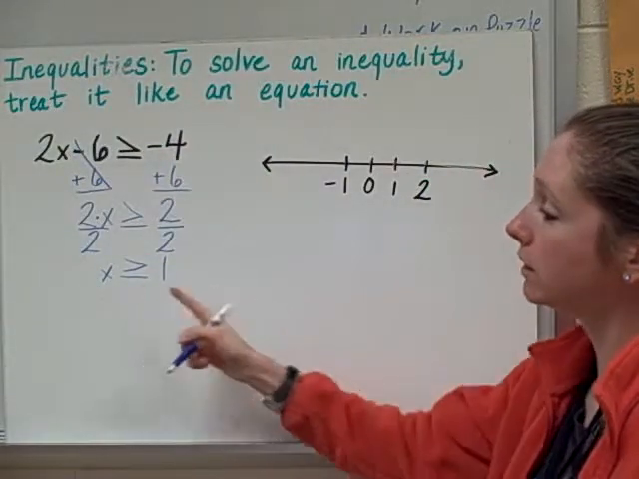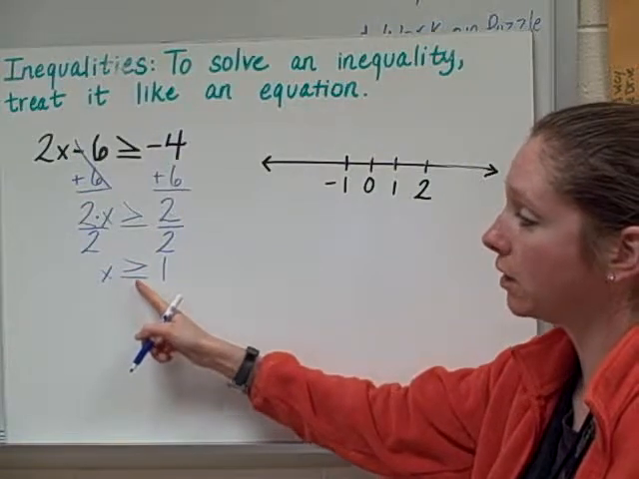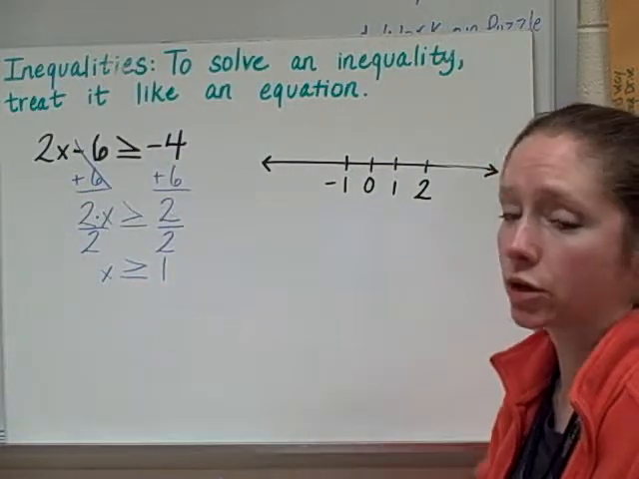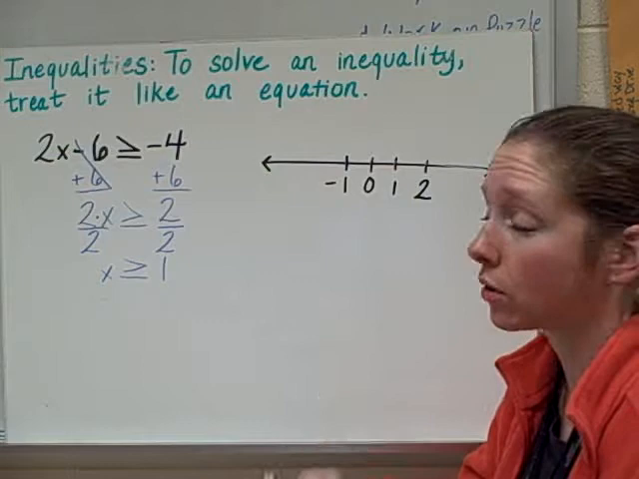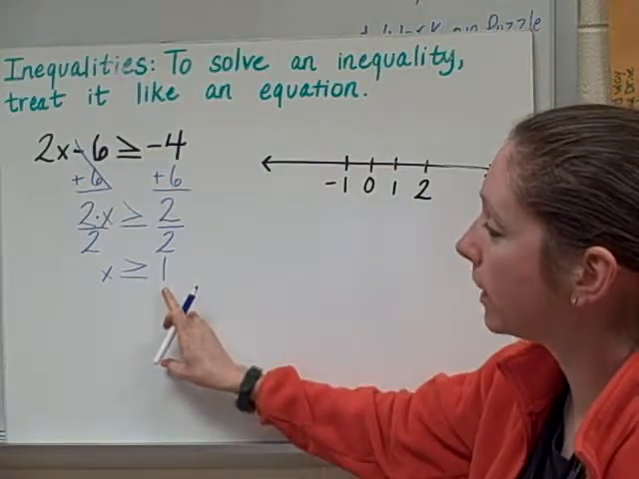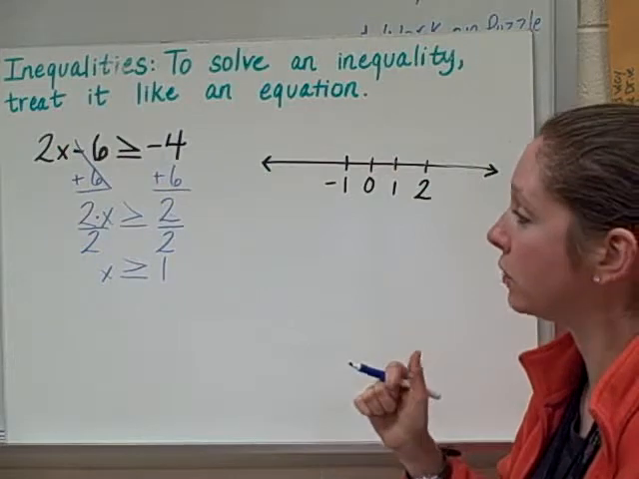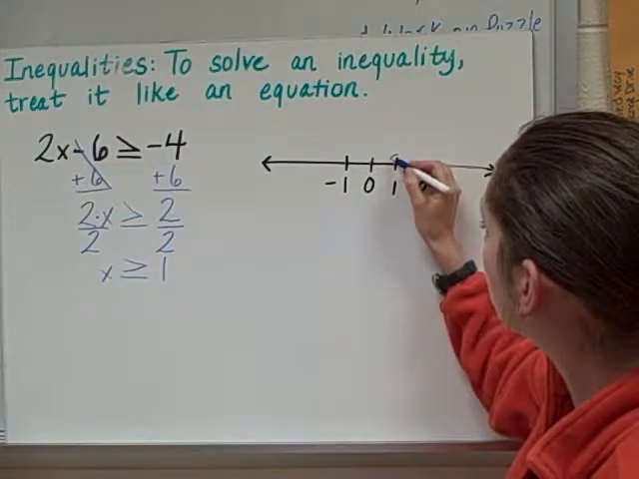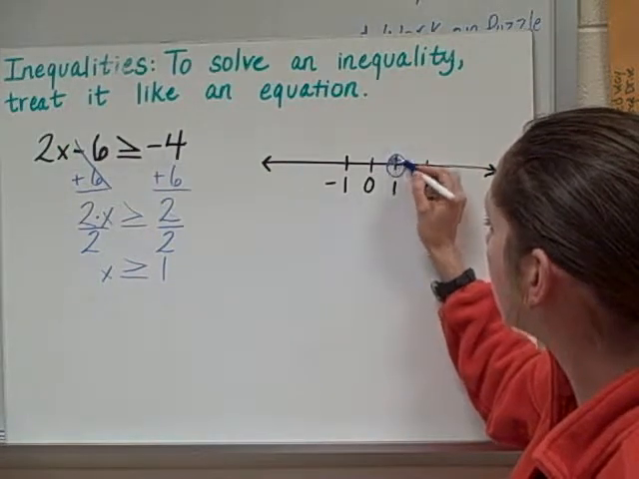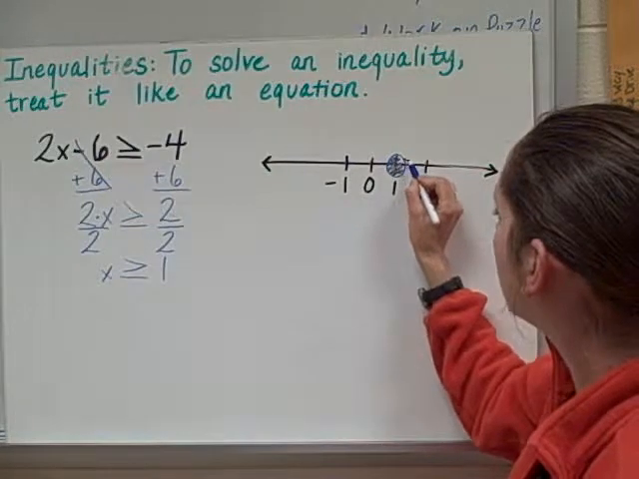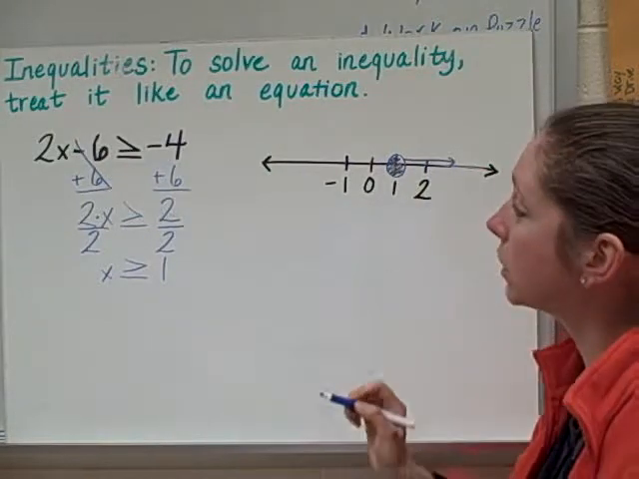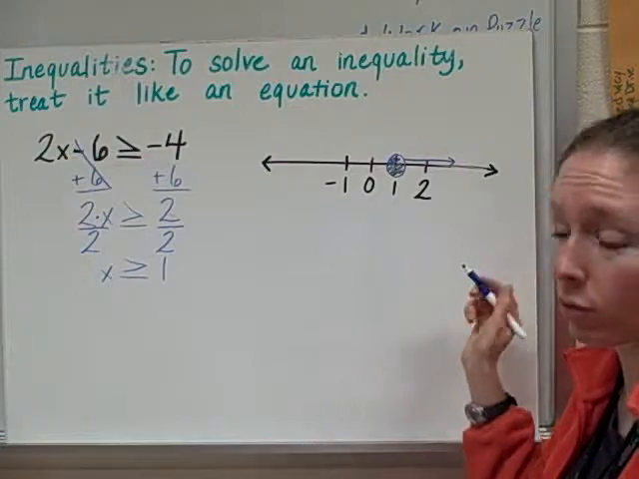Remember, to graph it, it's based on what symbol is here. Greater than or equal to means it's going to be a closed circle because it could include 1. And greater than means all numbers greater than 1. So I'm going to do a closed circle over 1 because it could include the 1, and shade up because it could include 1, 2, 3, 4, and so on.